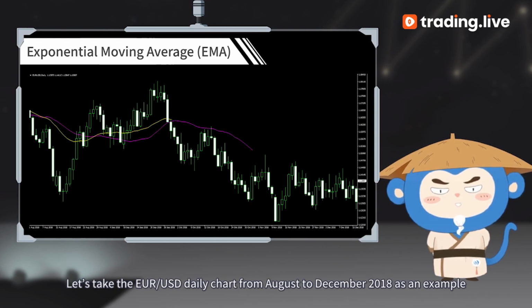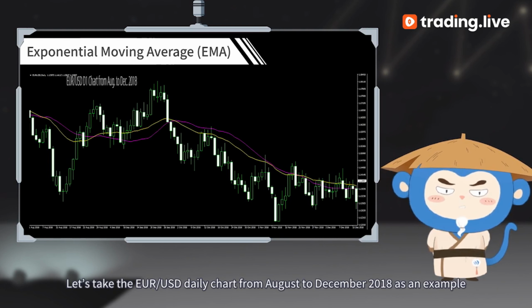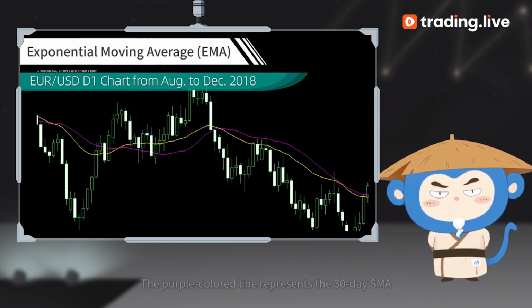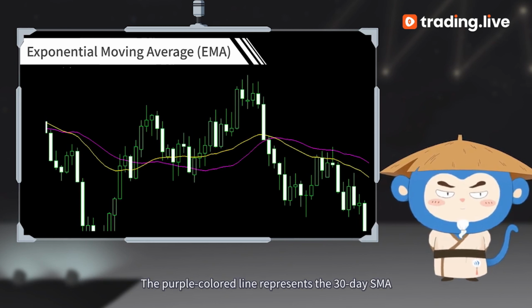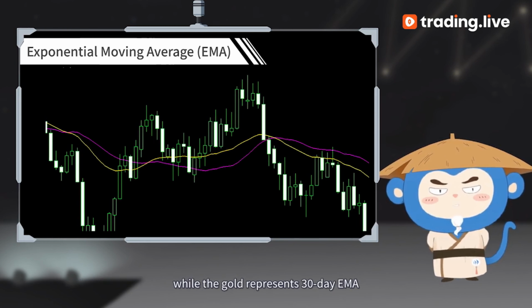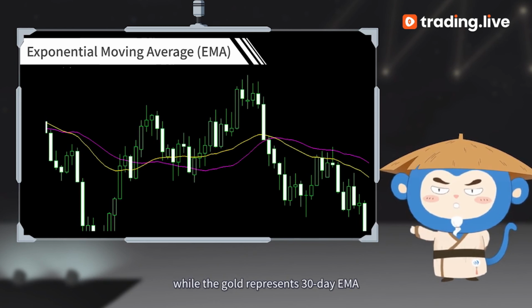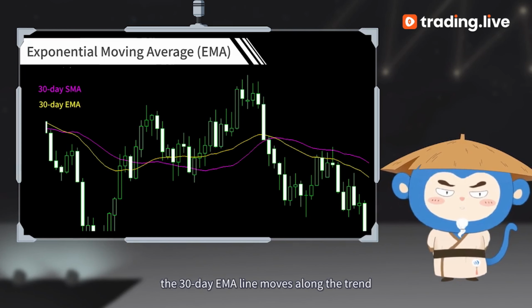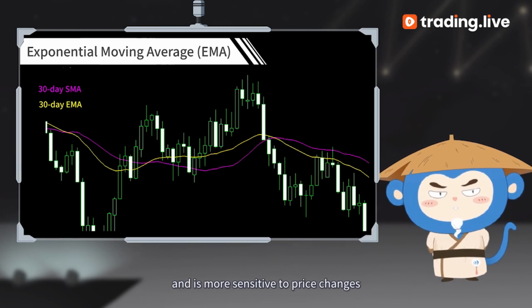Let's take the Euro to US dollar daily chart from August to December 2018 as an example. The purple-colored line represents the 30-day SMA, while the gold represents the 30-day EMA. As shown in the chart, the 30-day EMA line moves along the trend and is more sensitive to price changes.